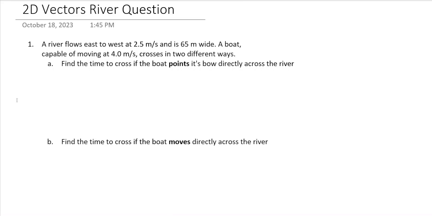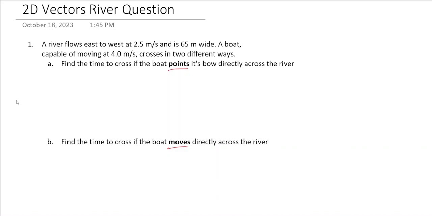A river flows east to west at 2.5 meters per second and is 65 meters wide. A boat capable of moving at 4 meters per second crosses in two different ways. Find the time to cross if the boat points its bow directly across the river, and then find the time to cross if the boat moves directly across the river. So points versus moves. Okay, so this is going to change it quite a bit.